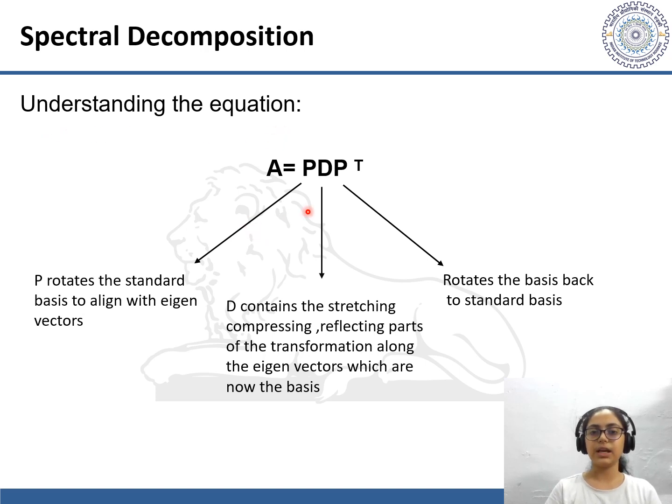Understanding the equation A equal to P D P transpose. So what P exactly does is that it rotates the standard basis to align with eigenvectors of A. So let's say X is a vector with respect to the standard basis. Then P transpose X would be giving us the coordinates of X with respect to the new basis, which are the eigenvectors. And then D contains the stretching, compressing, reflecting parts of the transformation along the eigenvectors, which are now the new basis. And then P just rotates the basis back to the standard basis.